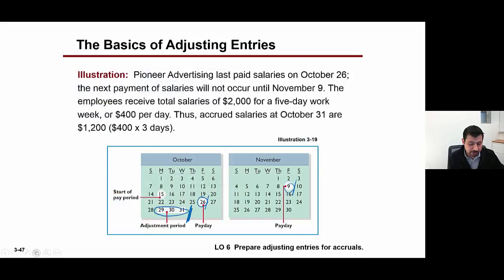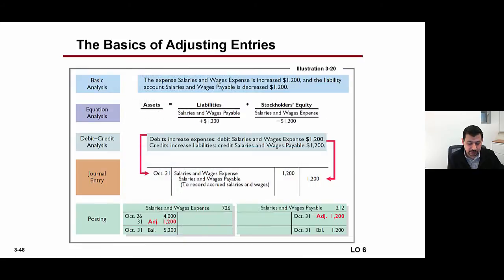So basically here what we are recording is the salaries that have accumulated between the last paycheck, the last payday, and the end of the accounting period. If we had a fourth day here, it would be calculated. So again, we record the salaries that have accumulated by the end of the accounting period, and we make the adjusting entry by debiting salaries and wages expense and crediting salaries and wages payable for the amount of $1,200.